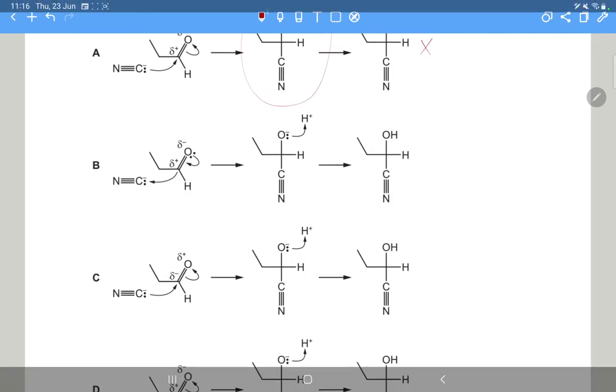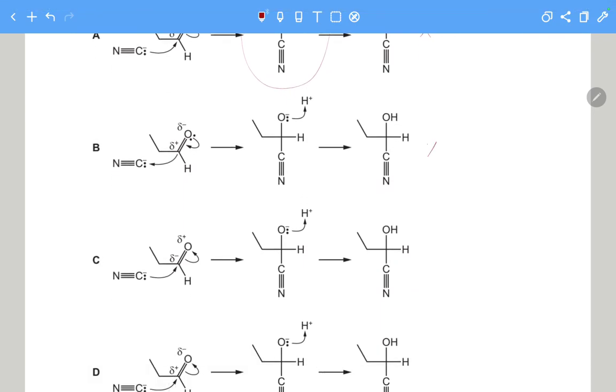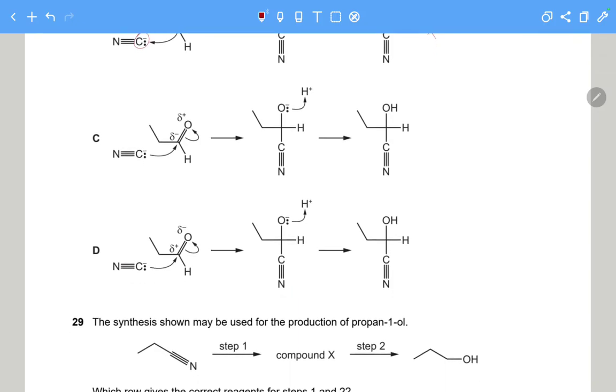Then option B, this is wrong because obviously this doesn't make sense. The negatively charged species will be more likely to attack, and the carbonyl oxygen lone pair attacking doesn't seem right. And then option C, this is also wrong because it says that the delta plus is on oxygen and the delta negative is on carbon, which is not possible because oxygen is more electronegative. So this is wrong, which leaves us with option D for the correct answer.